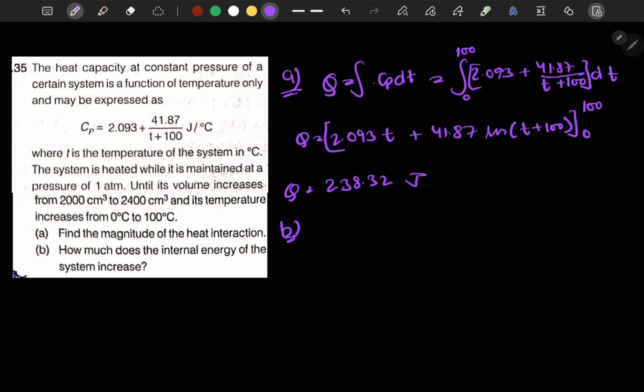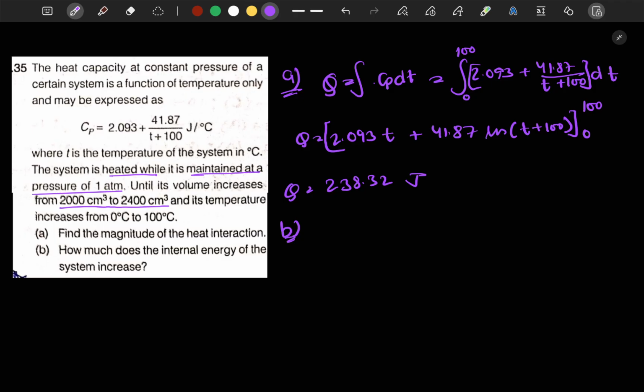It is mentioned that the system is heated while it is maintained at a constant pressure of 1 atmosphere, and its volume increases from 2000 centimeter cube to 2400 centimeter cube, and temperature increases from 0 to 100 degrees Celsius. We have to calculate the magnitude of heat interaction. And second, how much does the internal energy of the system increase, okay.